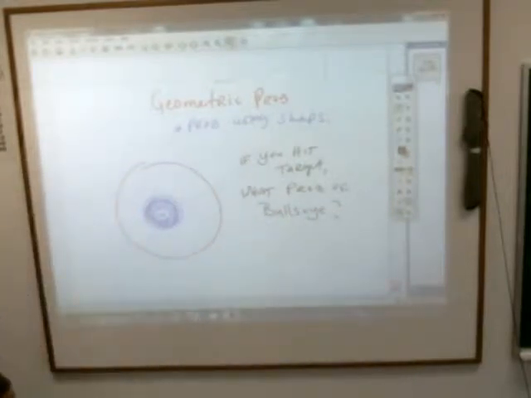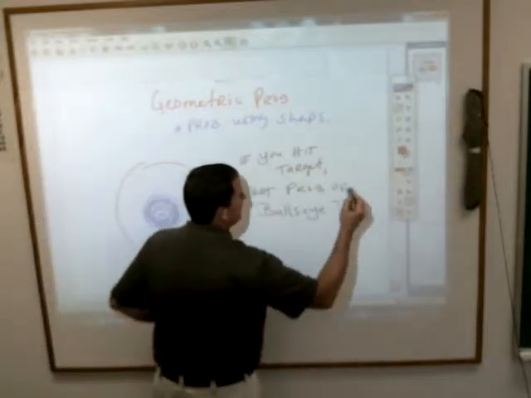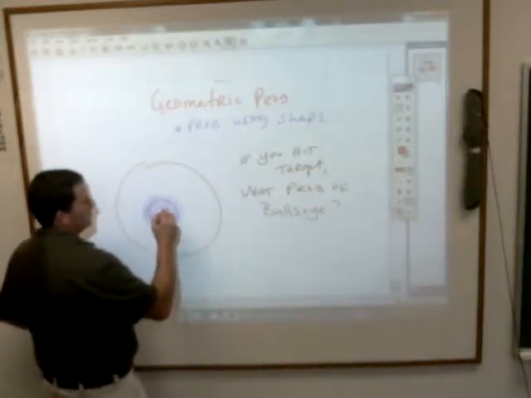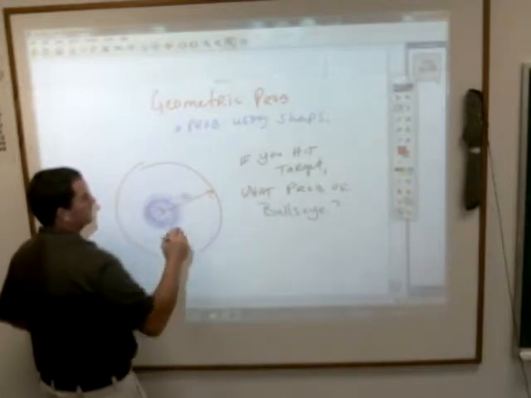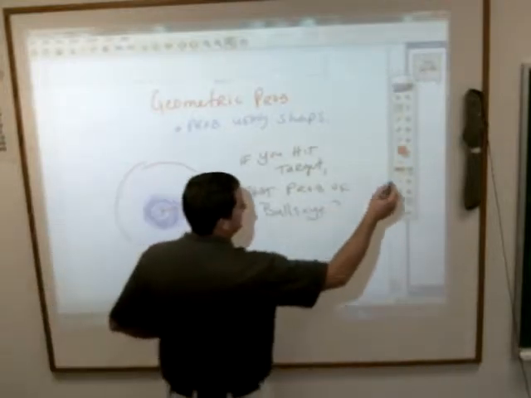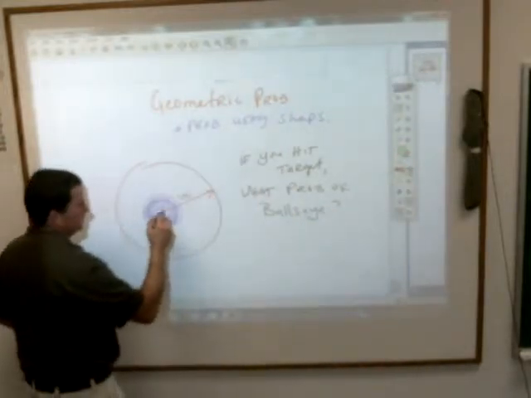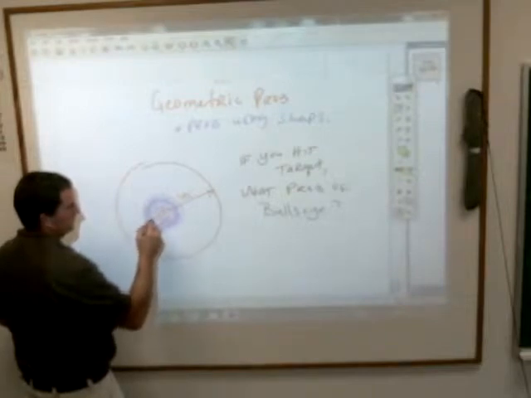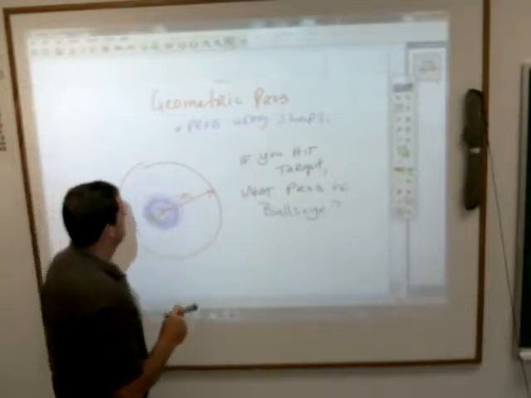Okay, I suppose I probably have to give you some dimensions here. Sure. The radius of the large circle is 10. This big circle here, the radius is 10. And the radius of the small circle, let's say, is 6. So from here out to here is 6.